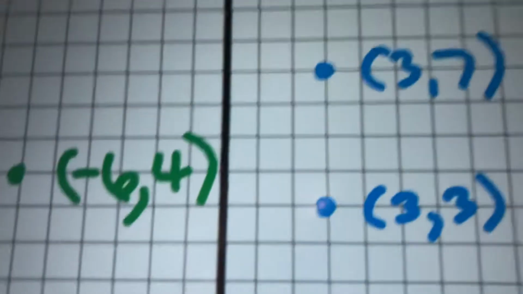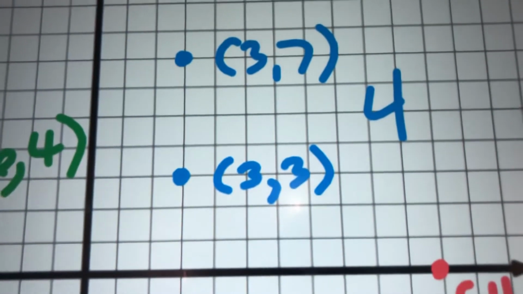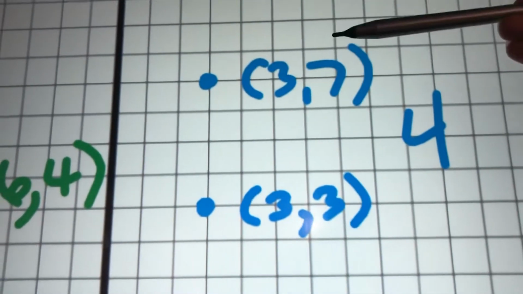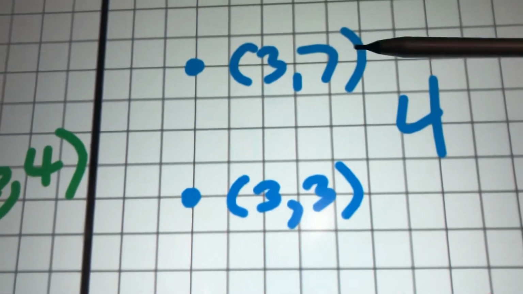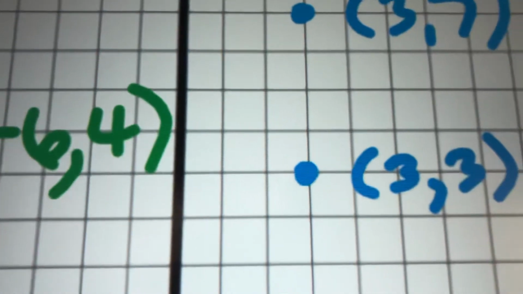So here, hold on one second, sorry guys. Here, there are 4 units, and sometimes they'll tell you the units, sometimes it's just going to be the number, but there are 4 units between our (3, 7) and our (3, 3). So we could do that through math, or we could simply take a look at the spots there.